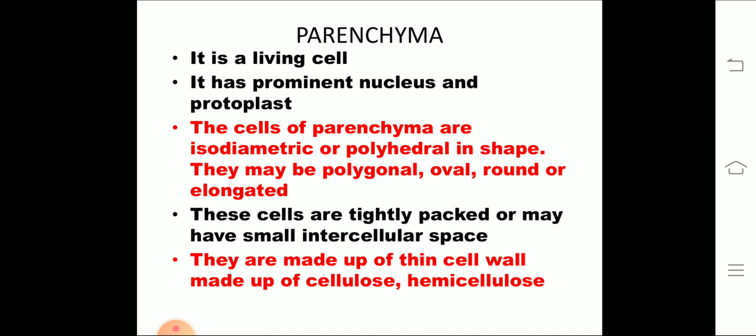They have very small intercellular space. The space between two cells is called intercellular space. So they have very few intercellular spaces, and their cell wall is thin and made up of cellulose and hemicellulose. When you go to higher classes, you will understand what cellulose and hemicellulose are. Basically, they are polysaccharides, a form of carbohydrate.